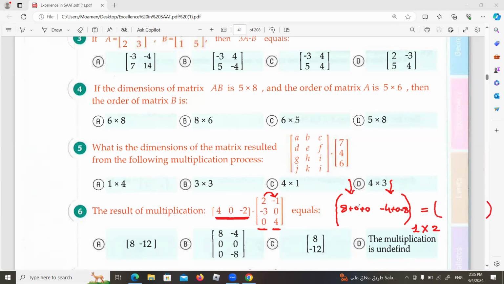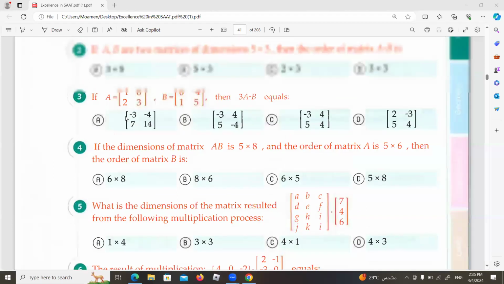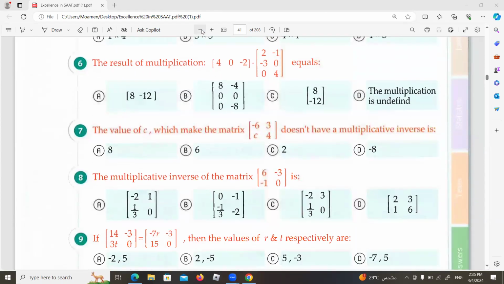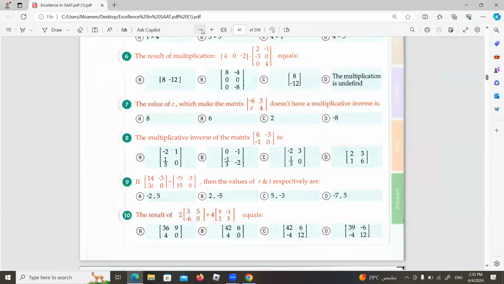What is the result? The result is 8 plus 0 plus 0, which is equal to 8. And here -4 plus 0 plus -8 equals -12. So we have here 8 and negative 12 as our answer. So the result will be letter A by using the calculation, but we said we can solve it from the first side, just by looking, if we use the order method. Okay, we're going to the next one.